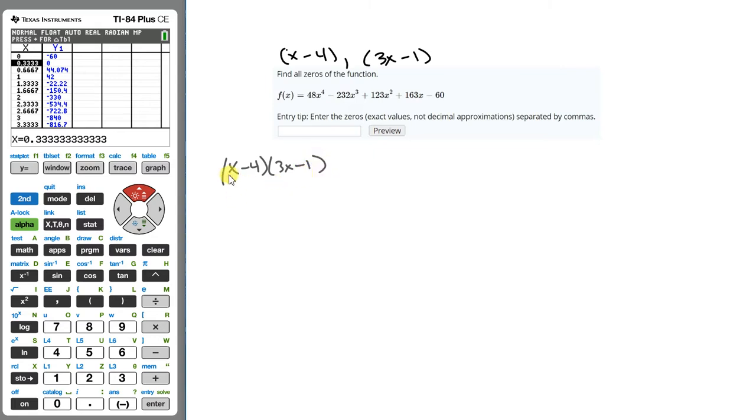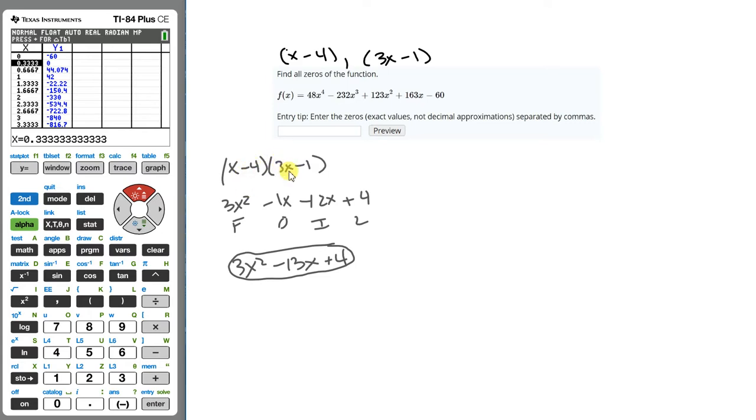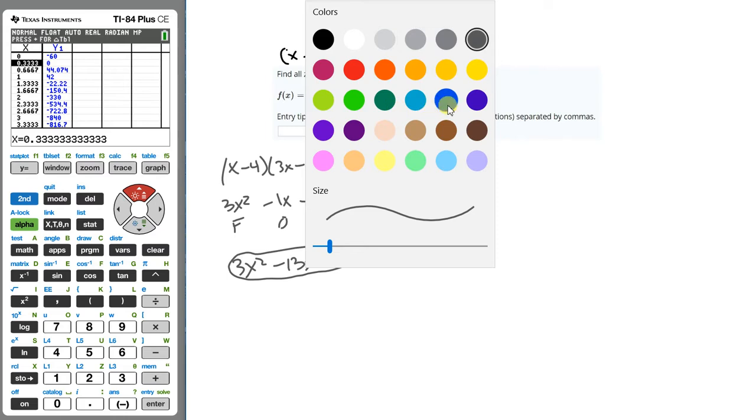If I FOIL them, x times 3x is 3x squared. Outer times outer. Inner times inner. Last times last. So I have 3x squared minus 13x plus 4 as my product of these 2 factors. That means if I divide the original polynomial by this, I'm essentially dividing it by both of these factors at the same time, like we discussed before. That's the idea. So let's go ahead and do that.